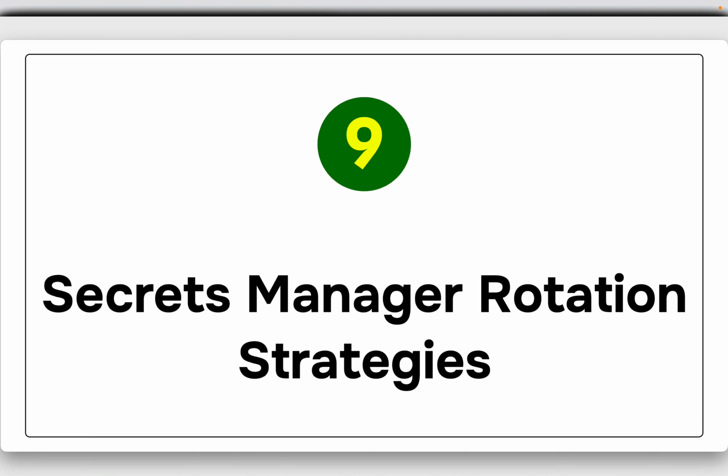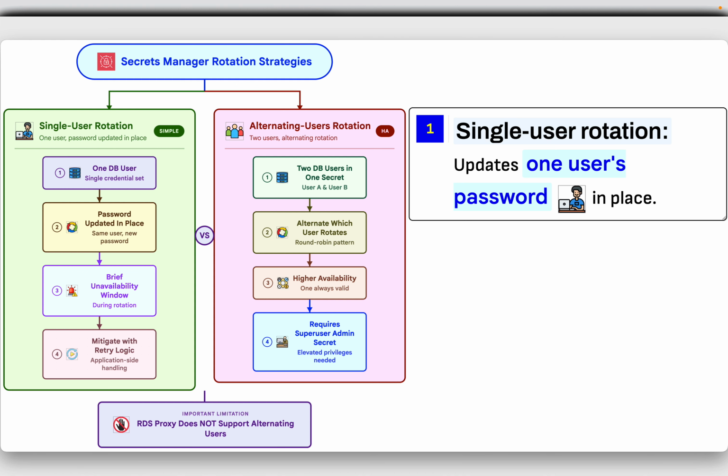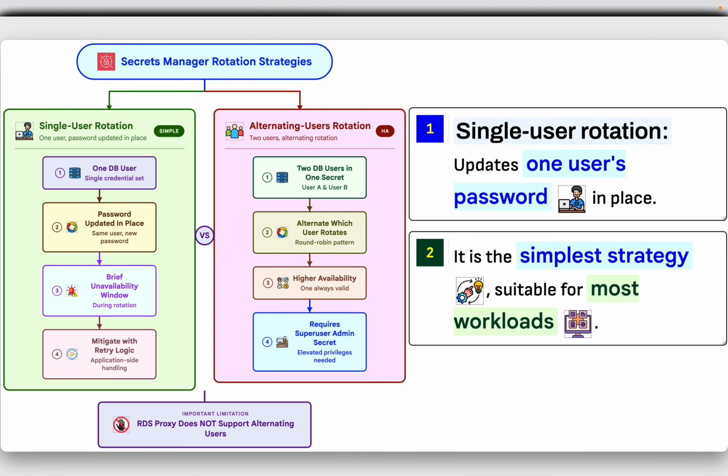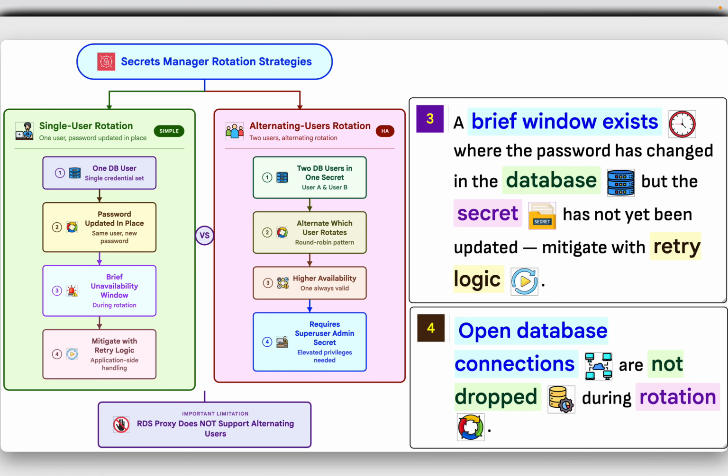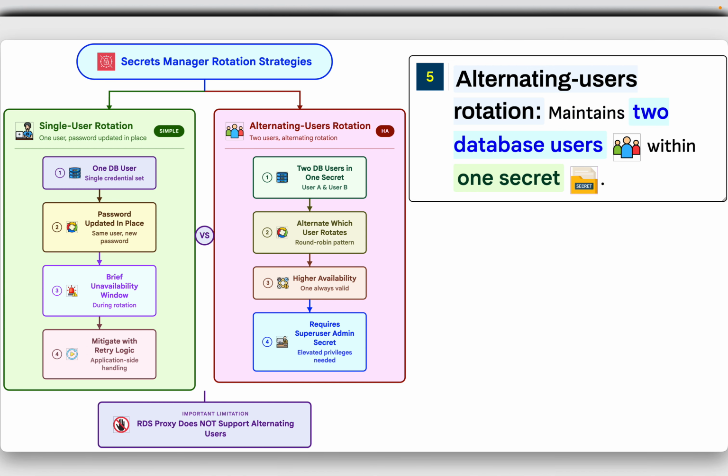Ninth topic is Secrets Manager rotation strategies. So first one is single user rotation. This updates one user's password in place. It is the simplest strategy suitable for most workloads. A brief window exists where the password has changed in the database, but the secret has not yet been updated, and this you can mitigate with retry logic. Open database connections are not dropped during rotation.